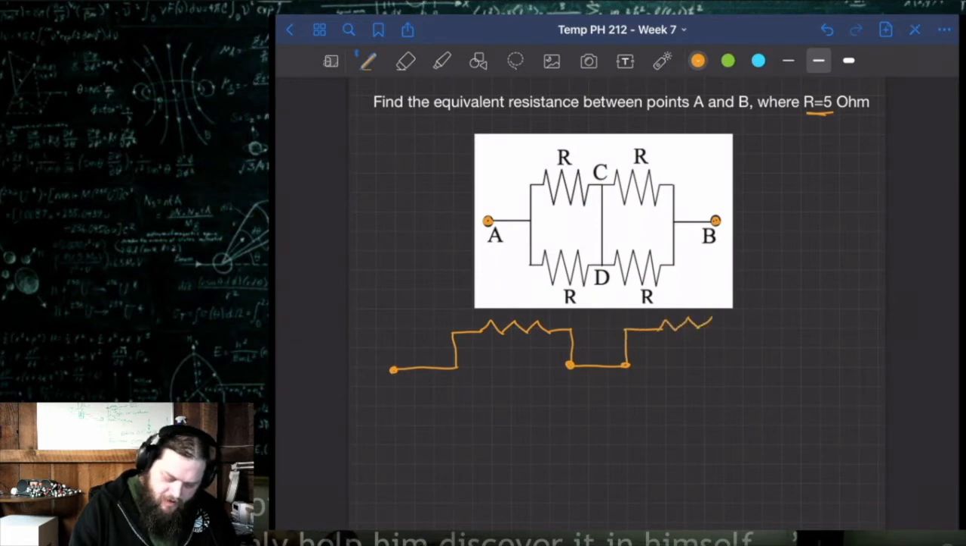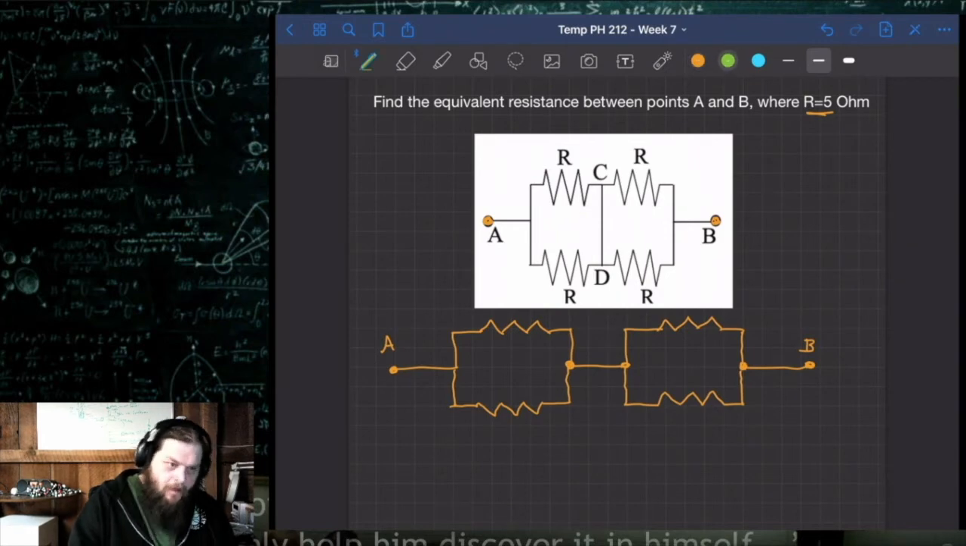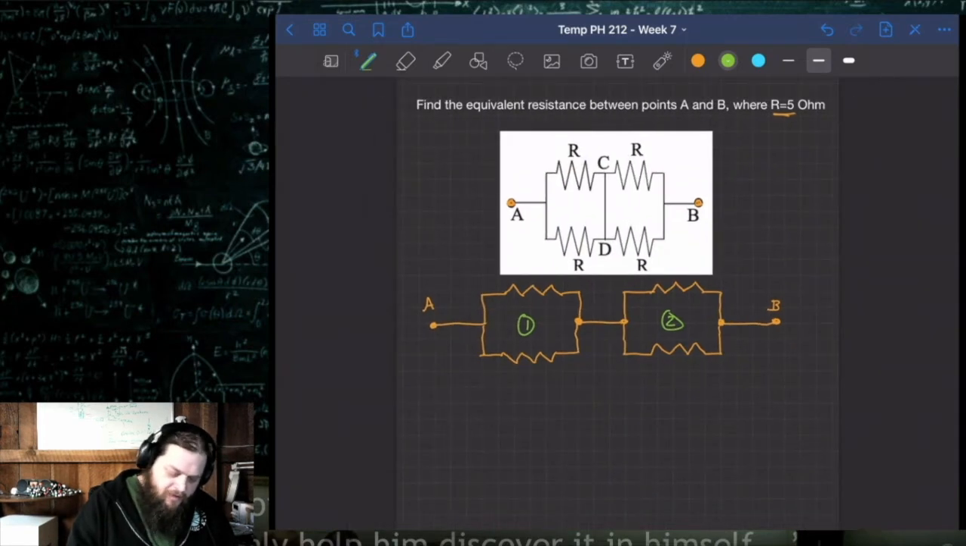So I'm going to draw 2 groups, 2 clusters of resistors. And this is point B, this is point A, the other. So really we have 2 resistors in parallel, which are then connected to 2 more resistors in parallel. So I can call this group 1 and this group 2. And each of those are going to be 5 ohms.